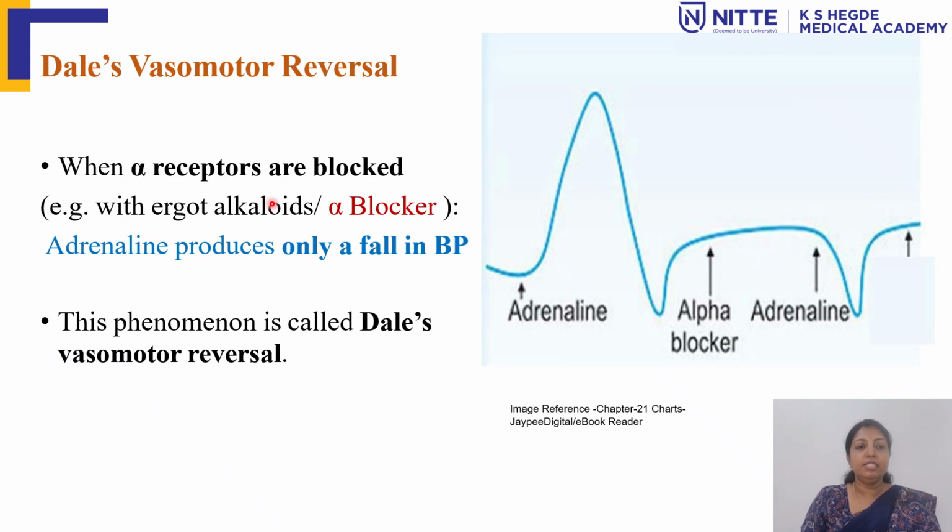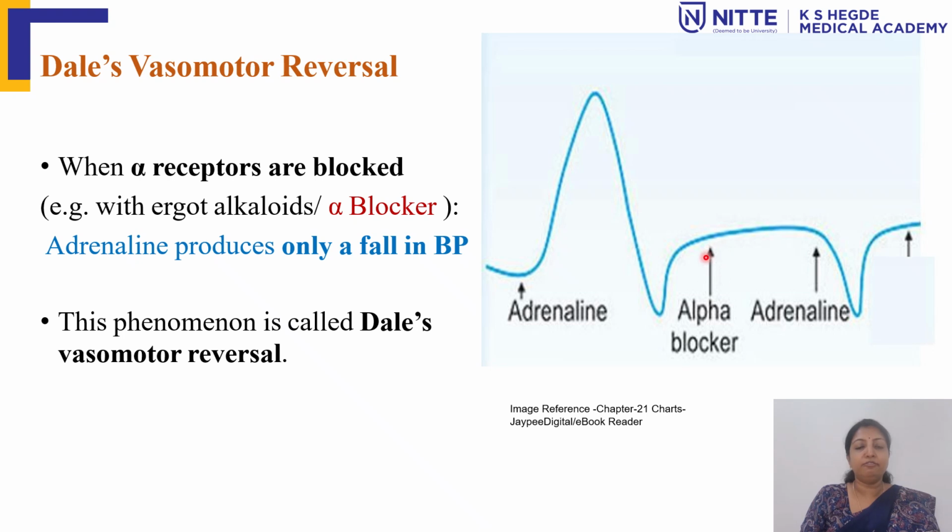Now you have something called Dale's vasomotor reversal. You already saw that adrenaline produces a biphasic response, right? An increase in BP and a fall in BP, then it comes back to the normal level. When the alpha receptors are blocked, after you give an alpha blocker and then give adrenaline, adrenaline will produce only a fall in BP. If you remember, we saw in the last slide that this increase in BP is mainly by action on the alpha 1 mediated vasoconstriction. So this rise in BP and fall in BP.